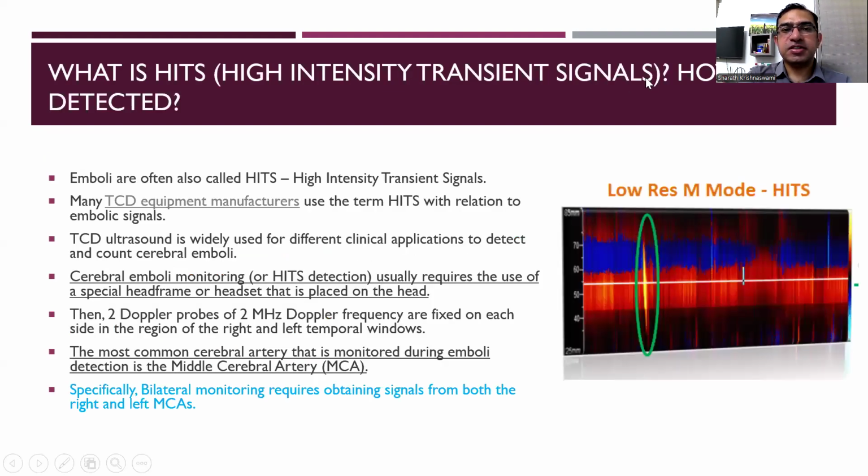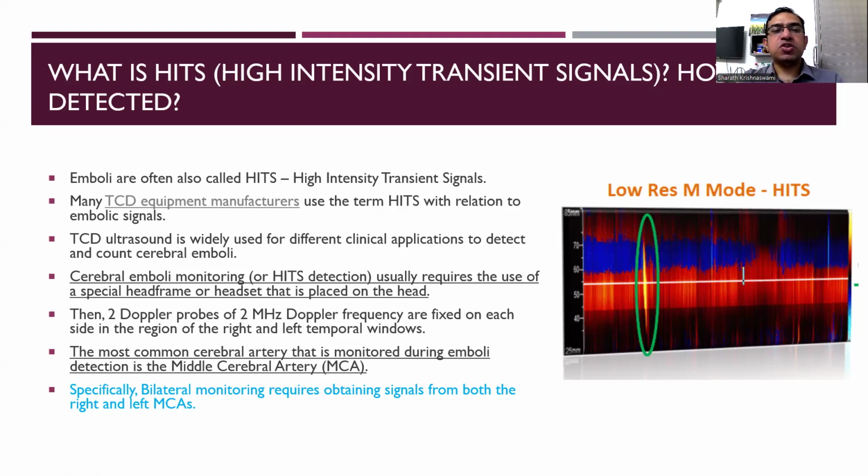What are HITS, which are high-intensity transient signals, and how are they detected? The emboli are also known as HITS, and many TCD equipment manufacturers use the term HITS in relation to embolic signals. This TCD ultrasound is widely used to detect and count the cerebral emboli. And this counting or detection of the cerebral emboli requires the use of a special head frame, which I will show you in the coming slides, and that is placed on the head.